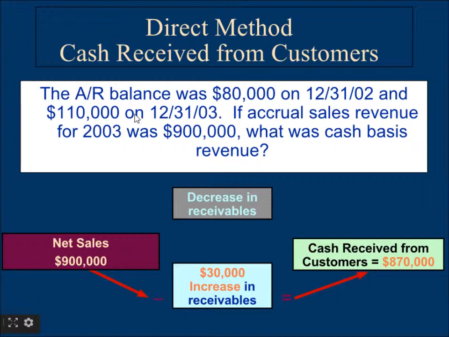So what we have to do is deduct from the net sales, because we sold this much value but we have not received the actual cash. So we have to deduct the increase in account receivable because we have not received this cash yet. The resulting value will be 870,000, which is the cash received from the customers out of all net sales.